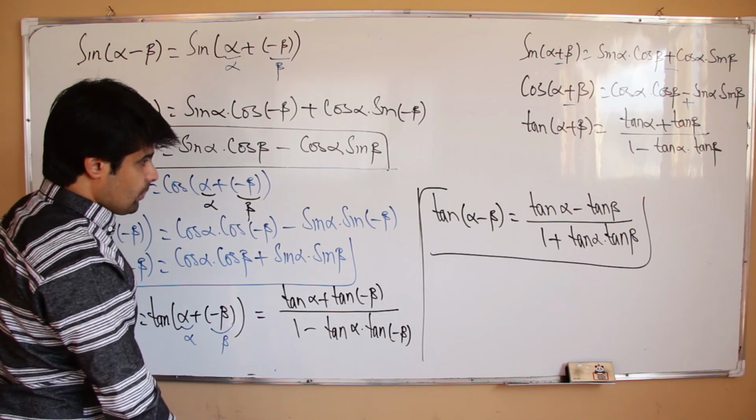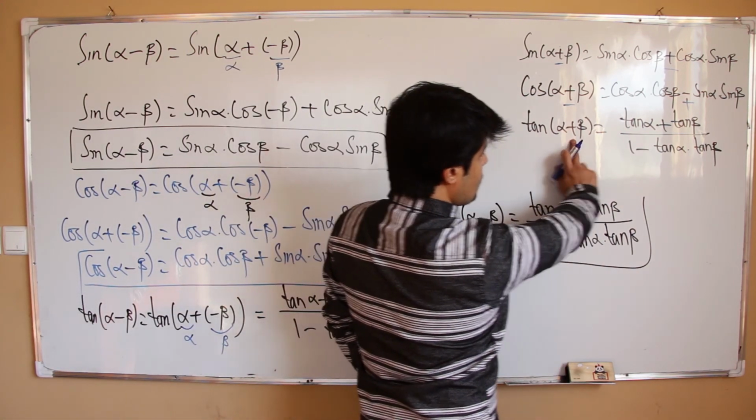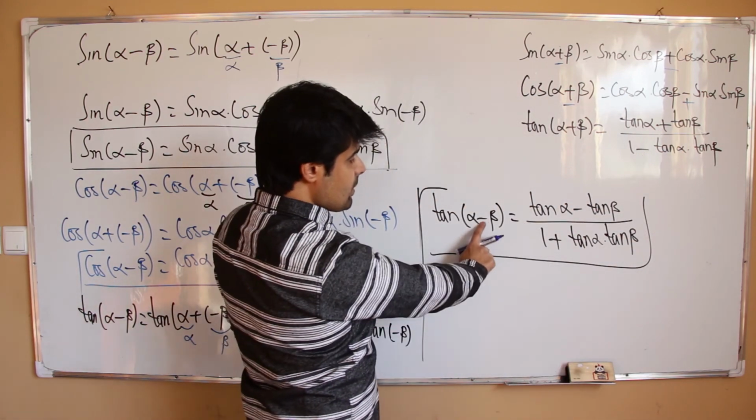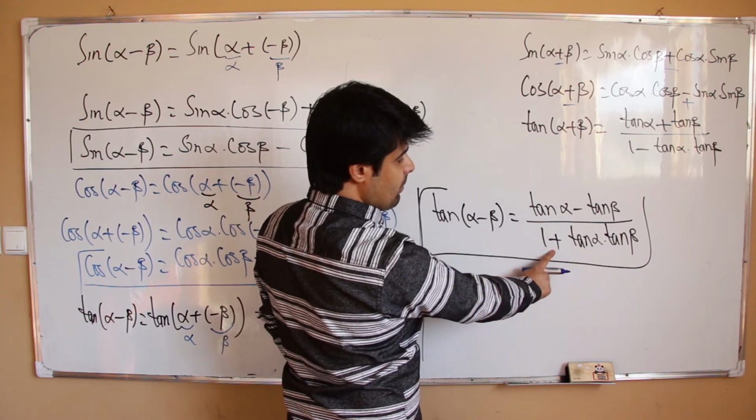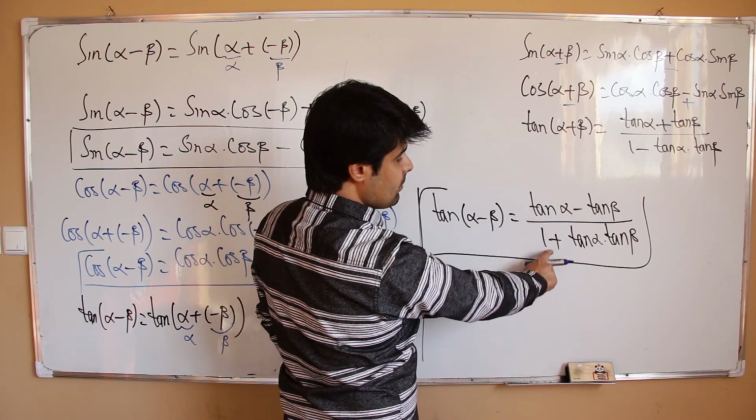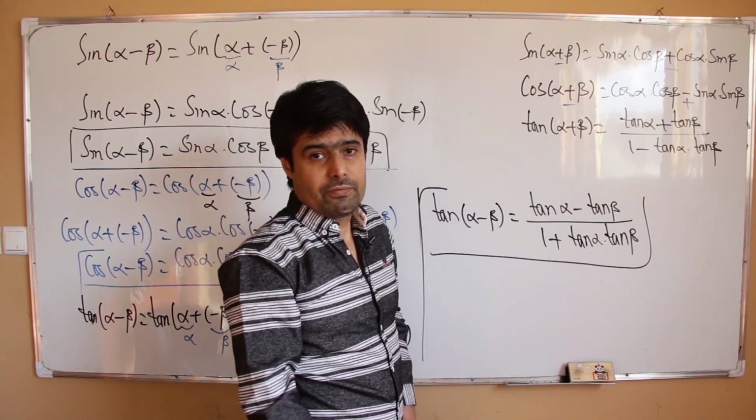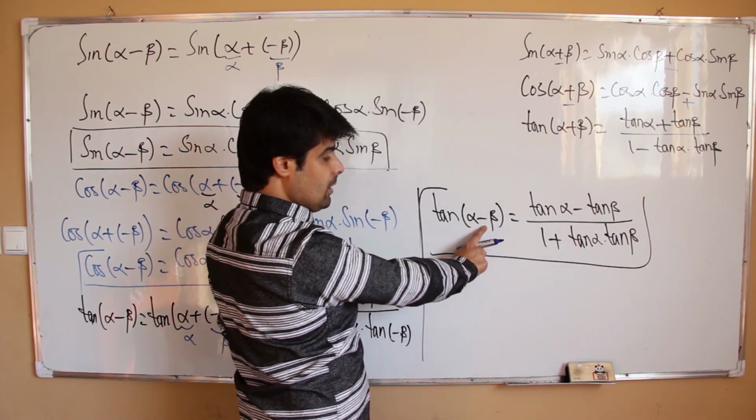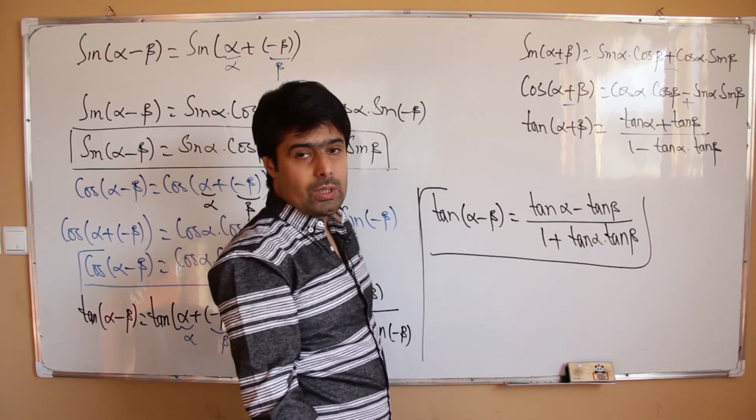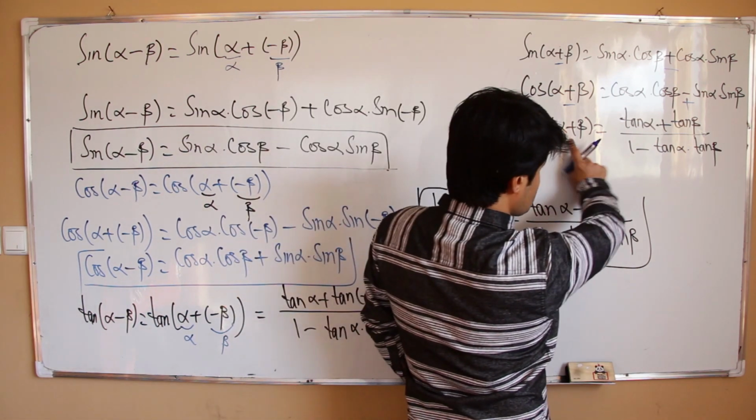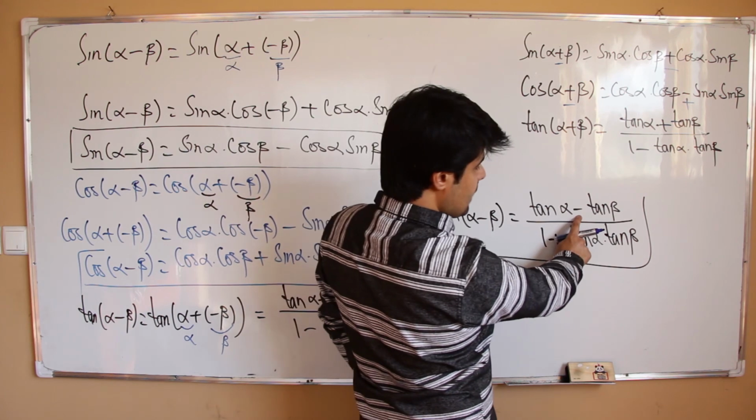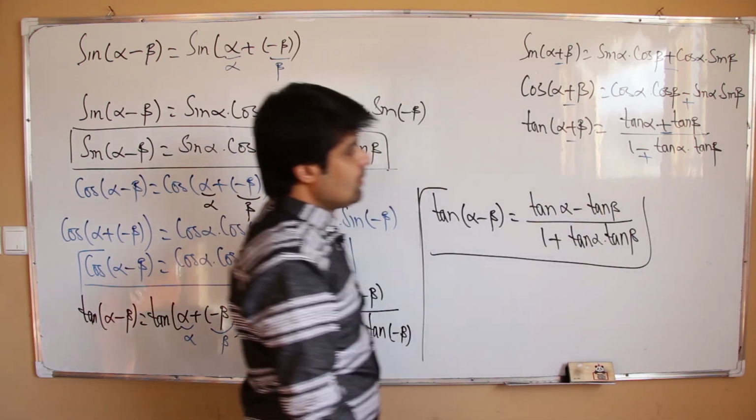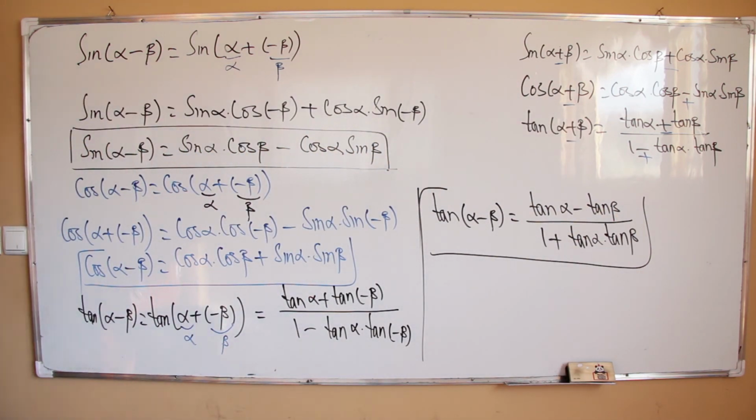Now look at tangent. For tangent, if this one is plus, the numerator is plus, or positive, and the denominator is negative. If this one is negative, the numerator is negative and the denominator is positive. It means numerators and denominators are opposite of each other. But the numerator has the same symbol as the one between the angles. So if it is positive, it's positive. If this one is negative, it's negative. I think you have got it.